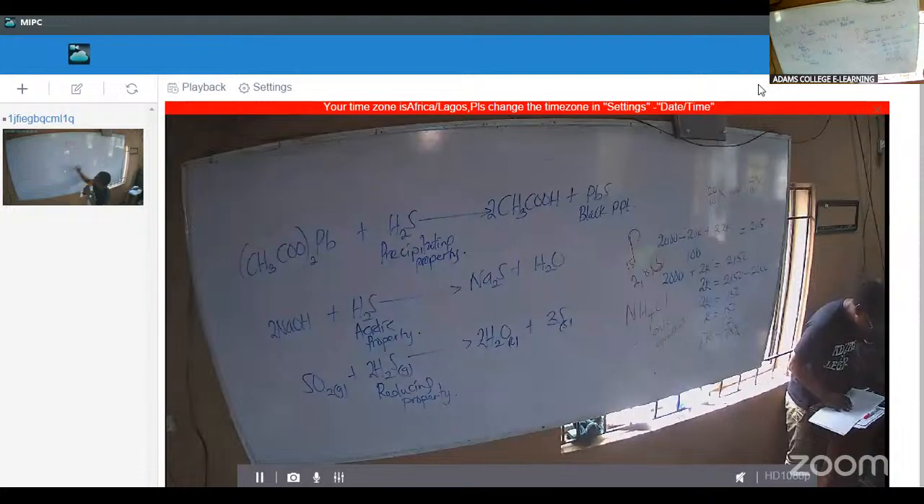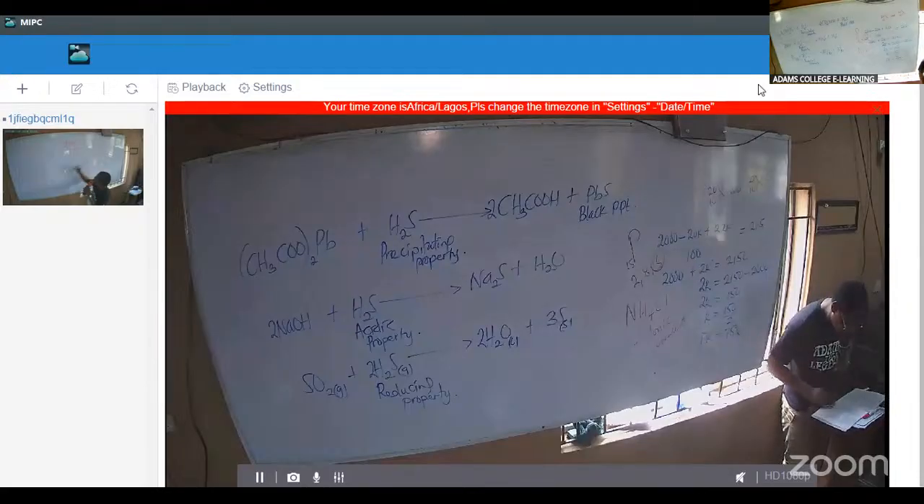A compound that gives a brick red color to a non-luminous flame is likely to contain what? Calcium. What color does potassium give? Lilac. What does sodium give? Golden yellow. Don't worry, just calm down. Let us rush through some few things.